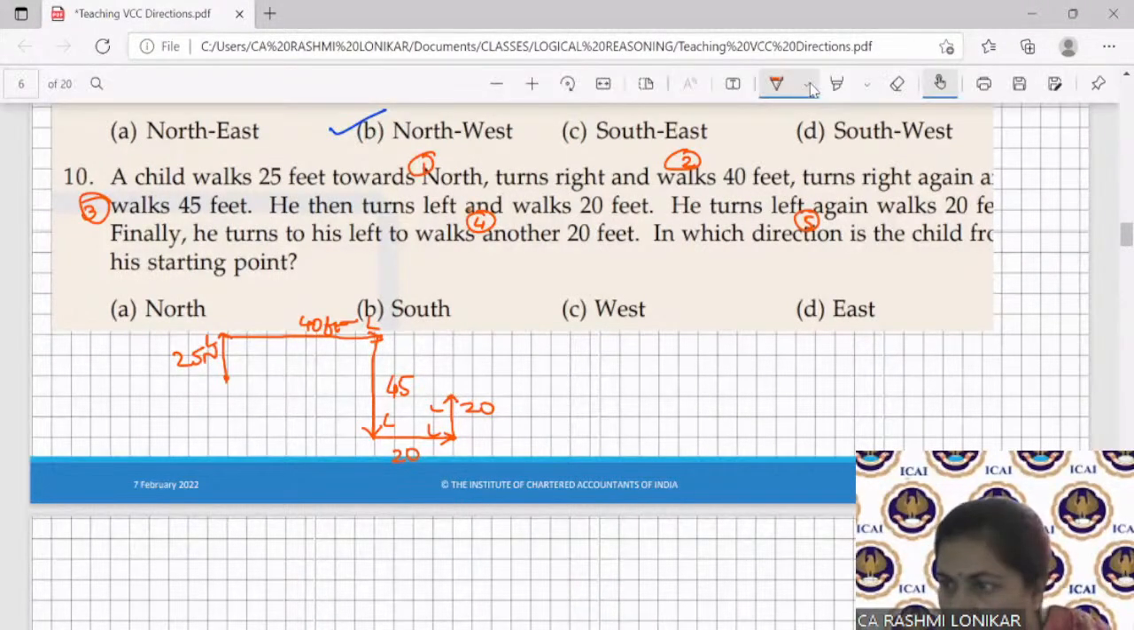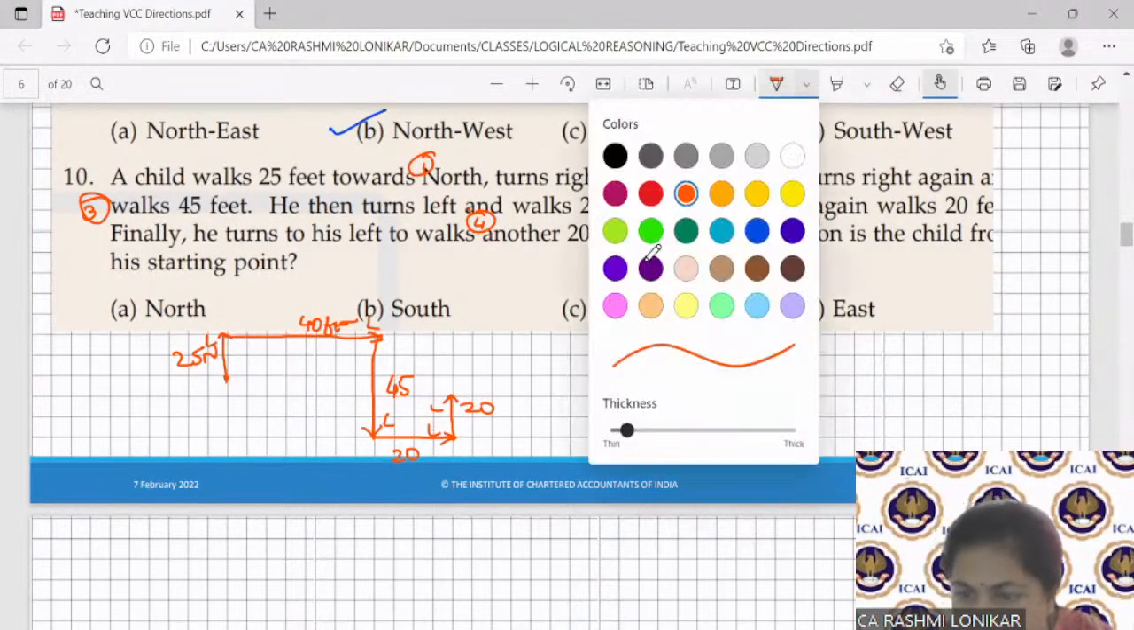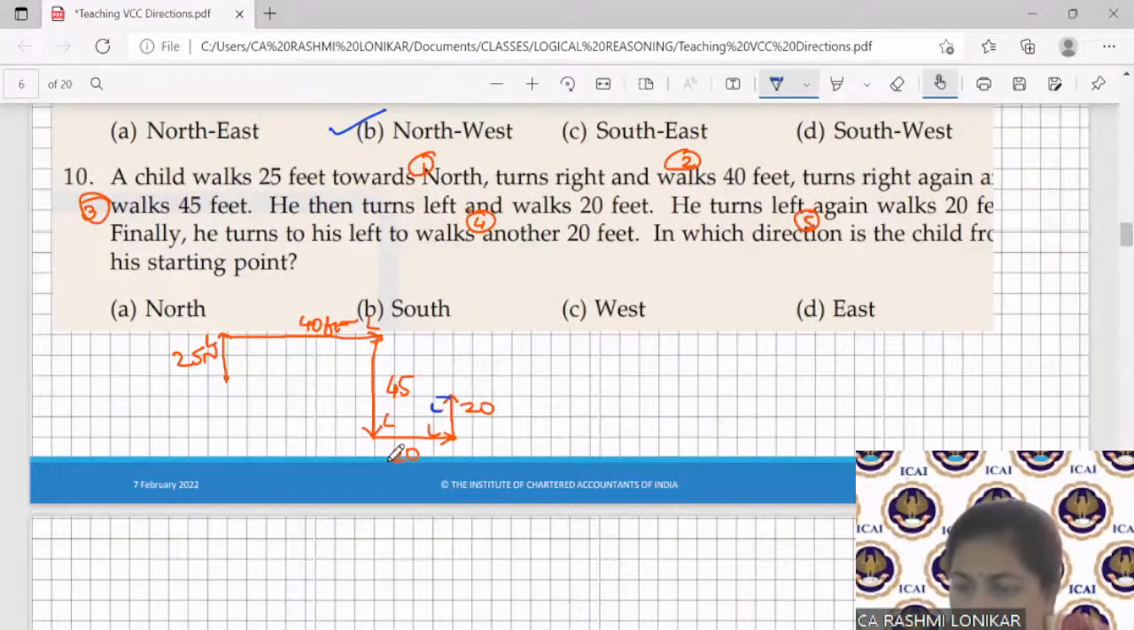I'll just change the color now for you to understand. Finally, he turns left. This is his left. He turns left and walks how much? 20. This is also 20. So he will come here. This is his final place. This is his starting place.